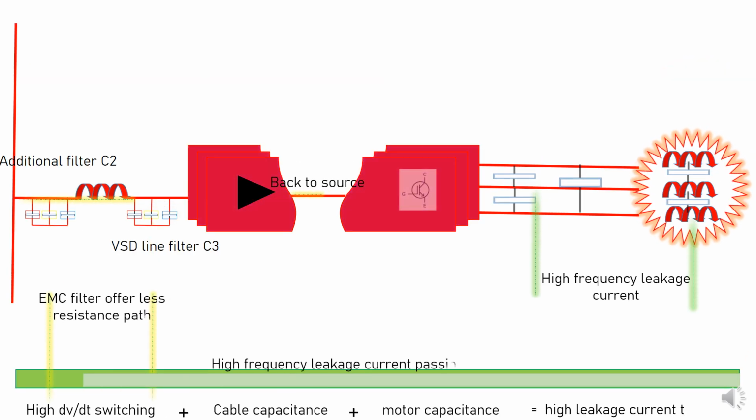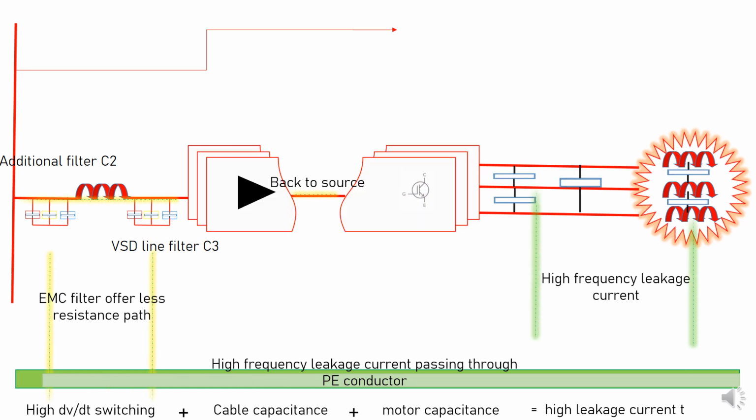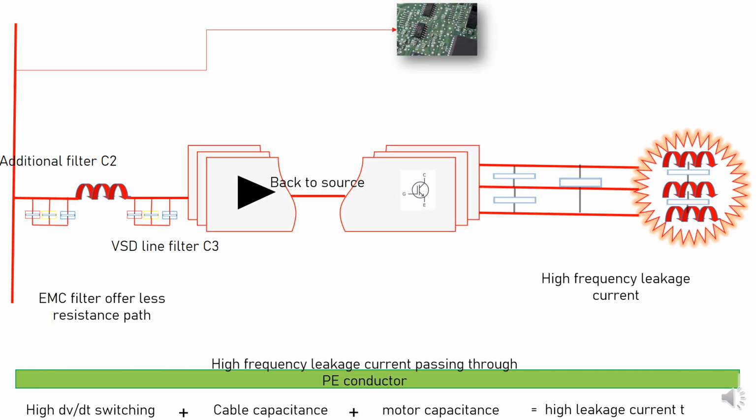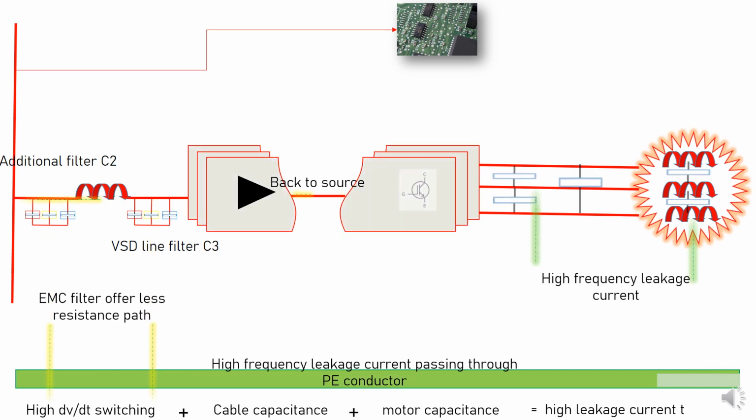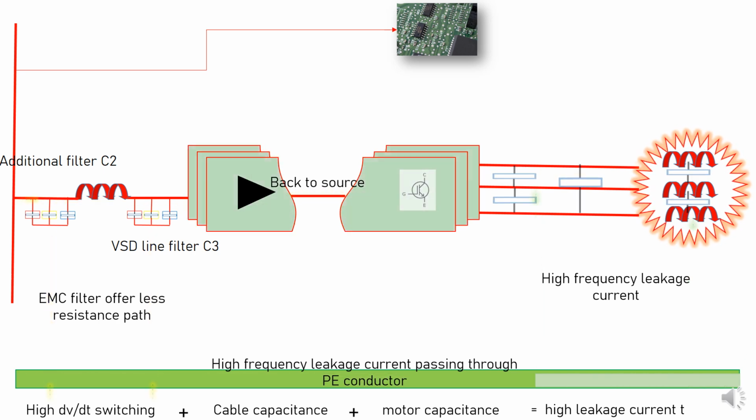You can see here. Now I will explain with the same circuit. This leakage current is passing through the filter, the VSD line filter, and one additional filter that I mentioned, the compliance C2. Many good customers are suggesting one more filter just after the point of common coupling entering the VSD.